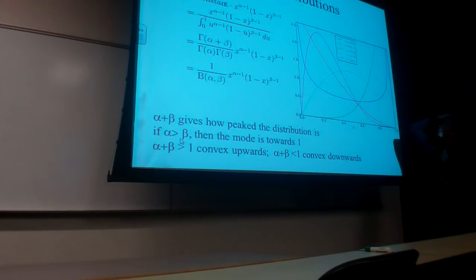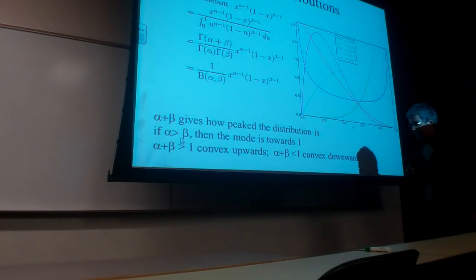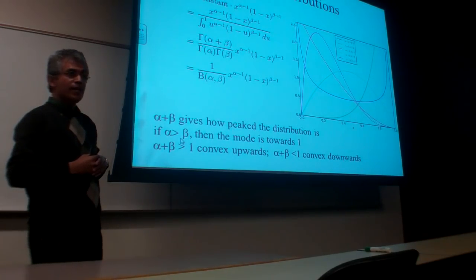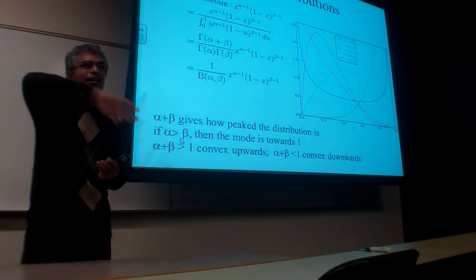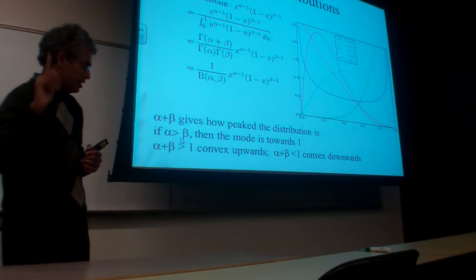That's for alpha 2 beta 2. Now alpha 2 beta 5, that's this guy, and it looks like this. And now, this is alpha 5 beta 1, and it looks like this. The way to understand it is that alpha plus beta tells you how peaked the distribution is. If alpha and beta are equal, then it's sort of nice like a cup with one little difference, and we'll talk about it in a minute.